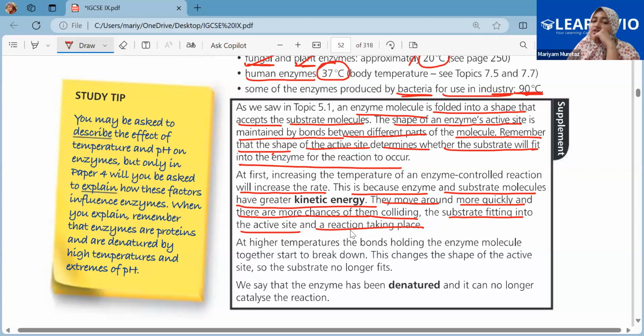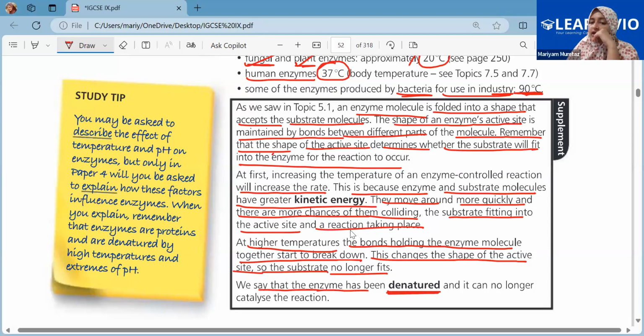But if the temperature is higher than the normal temperature, at a higher temperature, the bonds holding the enzyme molecule together start to break. Because we know that enzymes are proteins, and proteins start getting denatured at a higher temperature. Denaturation of enzymes takes place, or of the protein. This changes the shape of the active site, so the substrate no longer fits. We say that the enzyme has been denatured and it no longer catalyzes the reaction. So at high temperature, the enzyme can get denatured. Clear?